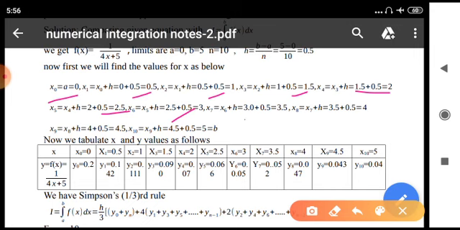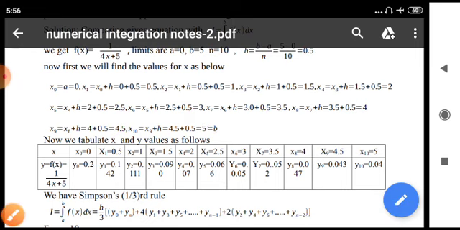x7 is x6 plus h, 3 plus 0.5, 3.5. x8 is x7 plus h, 3.5 plus 0.5, 4. x9 is x8 plus h, which comes out to be 4.5, and x10 is x9 plus h, which is 5. So 5 is the upper limit.